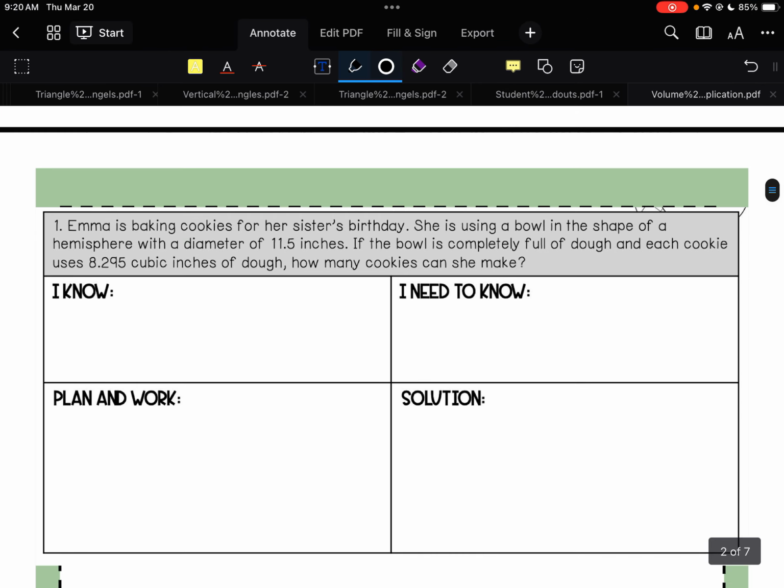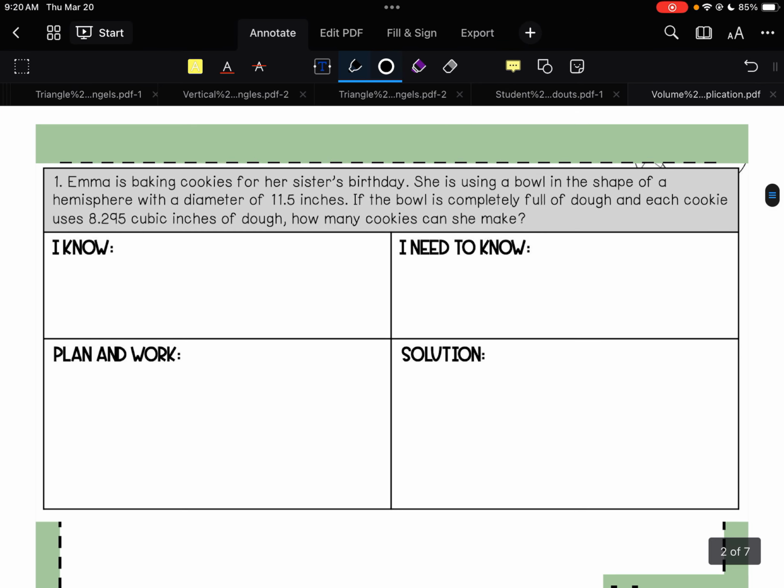There we go. We're going to scroll down. Emma is baking cookies for her sister's birthday. She's using a bowl the shape of a hemisphere with a diameter of 11.5 inches. If the bowl is completely full of dough, and each cookie uses 8.295 cubic inches of dough, how many cookies can she make?